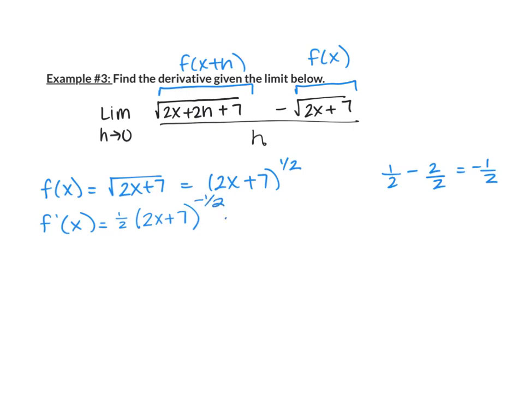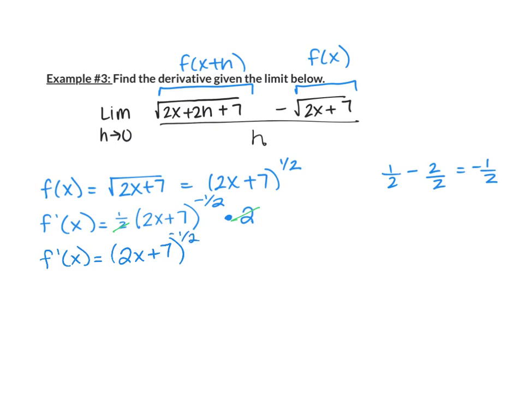And then don't forget, we have to take the derivative of the inside. This is called the chain rule. The derivative of this inside is just 2. And when you multiply this 2 and this 1/2, they will cancel, right? This top 2 with this bottom 2. And then my final answer for my f prime is just going to be 2x plus 7 to the negative 1/2 power.